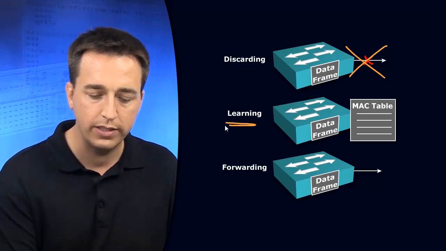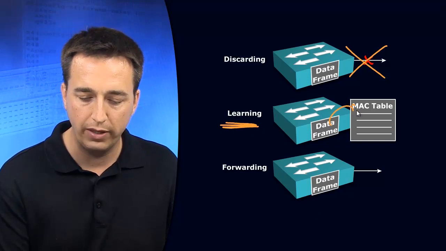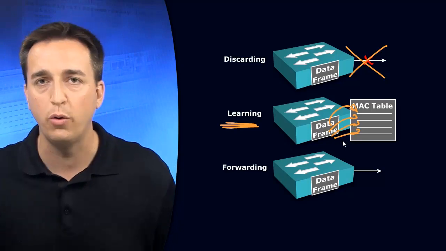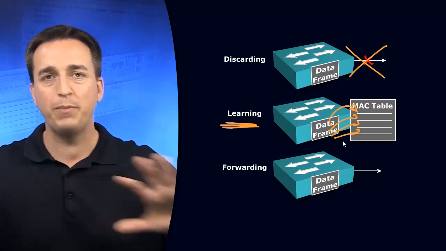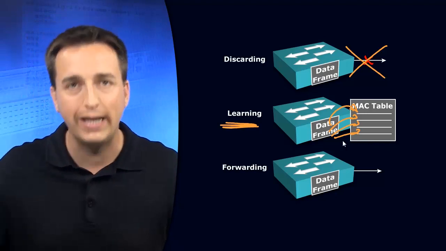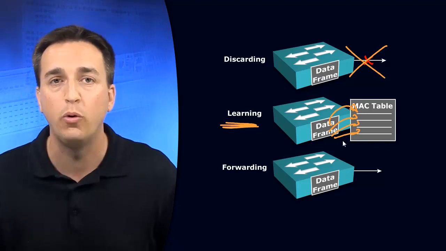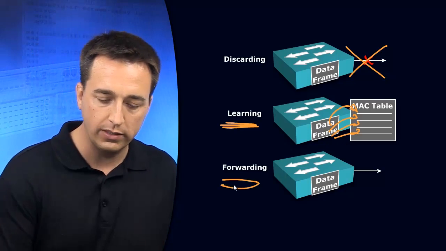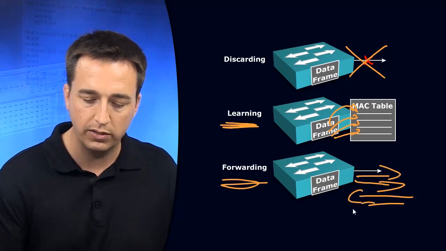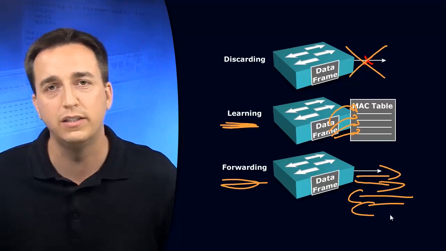In the learning state, we're going to spend time populating that MAC address table. And the learning state is relatively quick with rapid spanning tree protocol. So we're not going to spend a whole lot of time learning MAC addresses, because once we are forwarding, we can continue to learn MAC addresses at that point as well. And then in the forwarding state, we are forwarding frames, and we are receiving frames on that interface that's in the forwarding state.